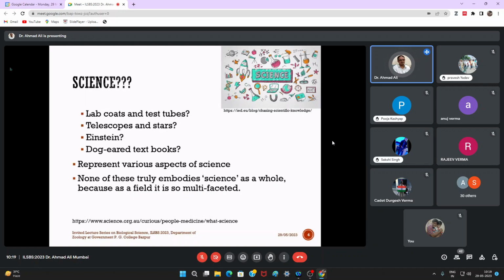So when we imagine science, does it come to our mind: lab coats and test tubes, telescopes and stars, Einstein, dogs and books, textbooks? Do these things come to our mind? Yes, they represent various aspects of science, but they are not science. Okay.